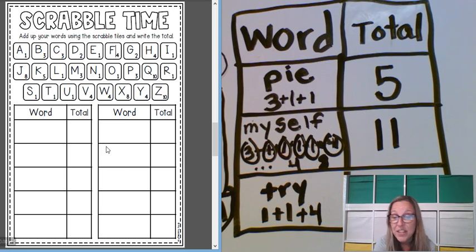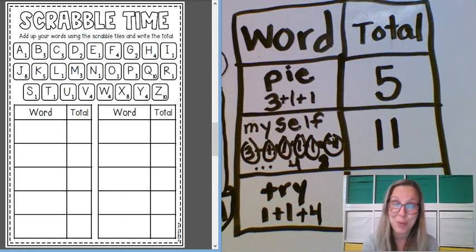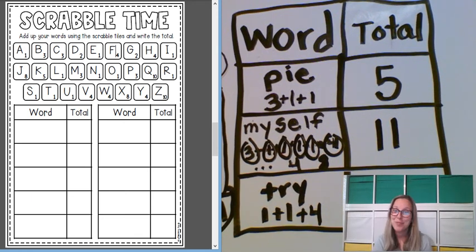You have 7 more to do on your own. So you can choose 7 more of your spelling words. And first write the word down and then write down their number values and add up your total. And then if you want to color the Scrabble tiles or even the bubble letters at the top, you are welcome to do that. And when you are finished with this, please upload it for me so that I can see all of the totals you got for your spelling words this week.